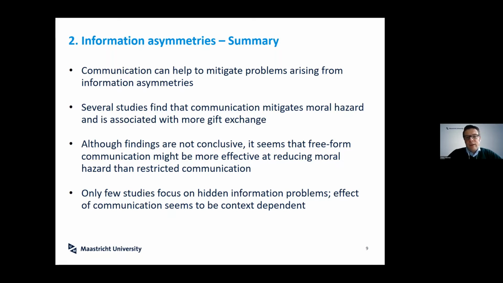And here the effect of communication seems to be context dependent. For instance, if you have bilateral interaction between employer and employee, then communication might have a positive impact.